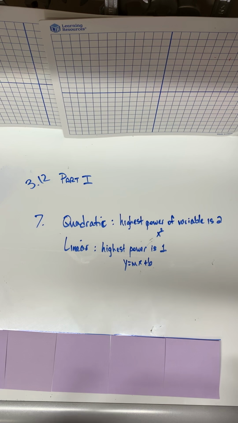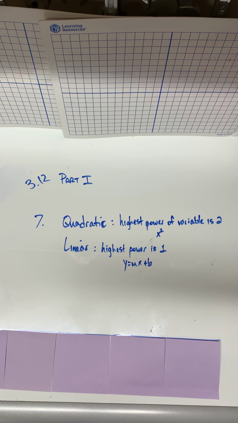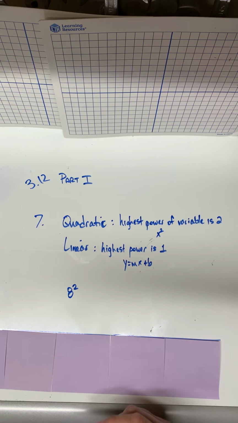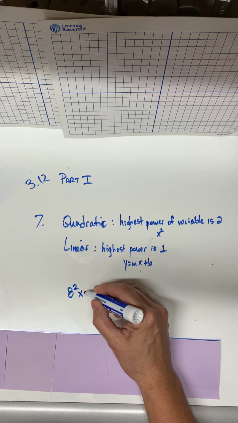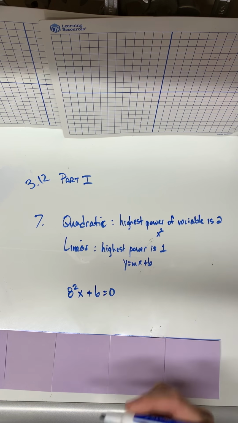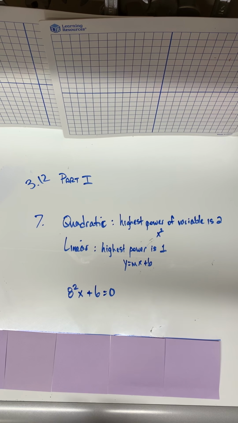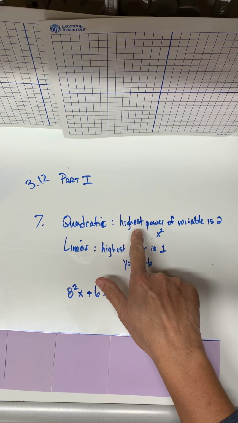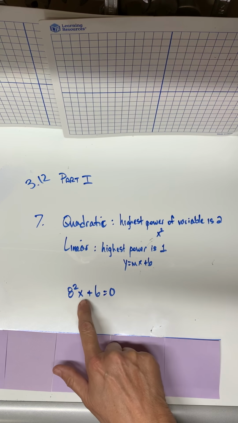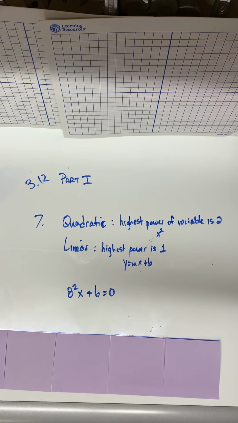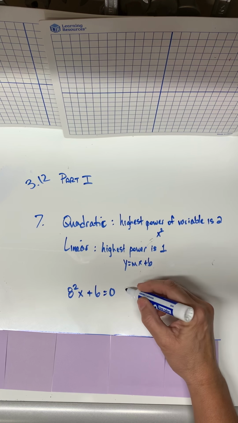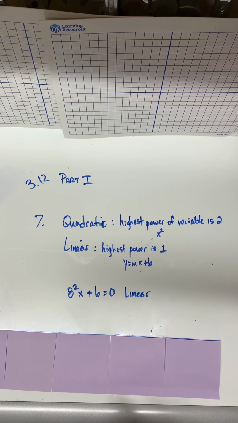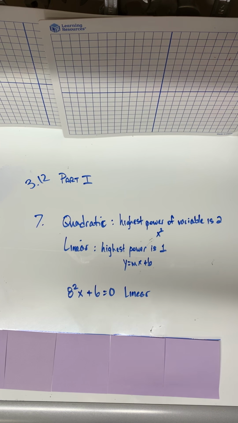D, they're trying to trick you because they have a number that's squared, like my D says 8 squared x plus 6 equals 0. And remember, just because the 8 is squared does not make it a quadratic, because it has to be the highest power of the variable. My variable is x and its power is 1. So therefore, in this case, this would still be linear. And that's the only part where they're trying to be a little tricky.